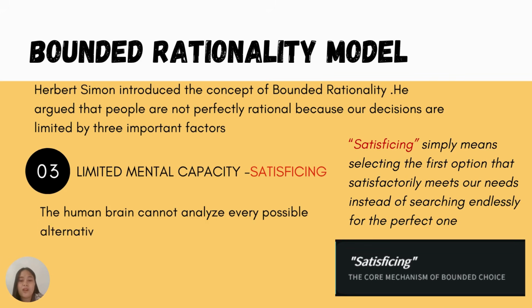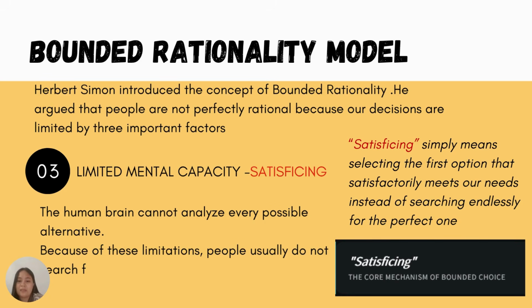And this paves the way for us to know this word, satisficing. What is satisficing? It simply means selecting the first option that satisfactorily meets our needs instead of searching endlessly for the perfect one. Satisficing is the core mechanism of bounded rationality model or bounded choice. The human brain cannot analyze every possible alternative. So there are limitations, and specifically that limitation is mental capacity.